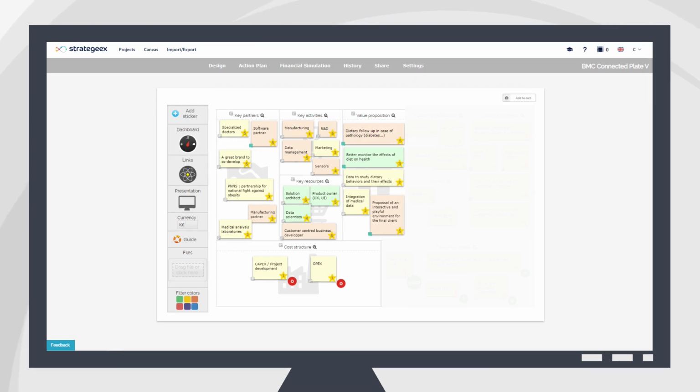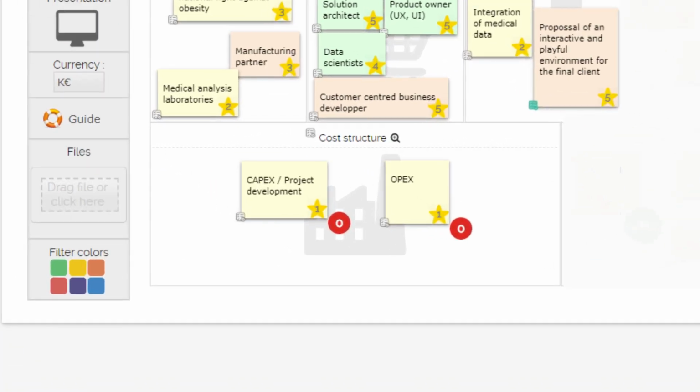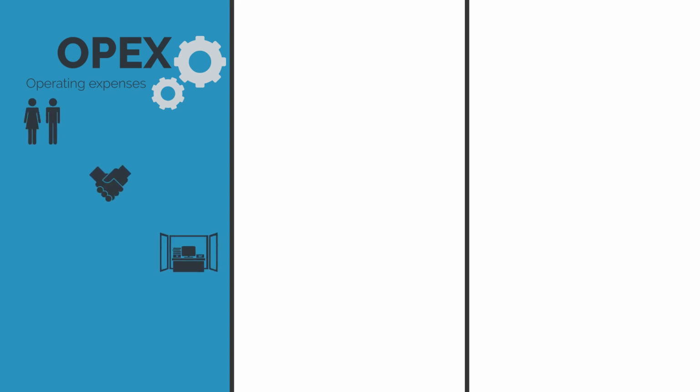It is important to be aware of the distinction between the different types of costs. In general, there are 3 types of costs. OPEX, which are all the recurring charges and operational expenses that will allow the existence of the offer, for example, salaries, subcontracting, rental of premises, etc. It is often a budget that is planned over a year, giving a short-term vision.